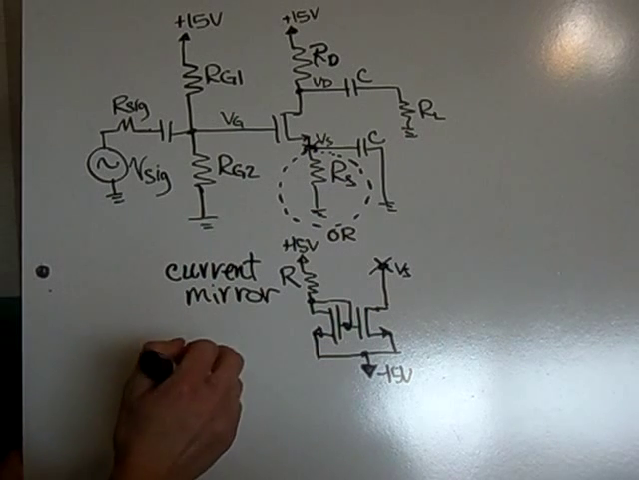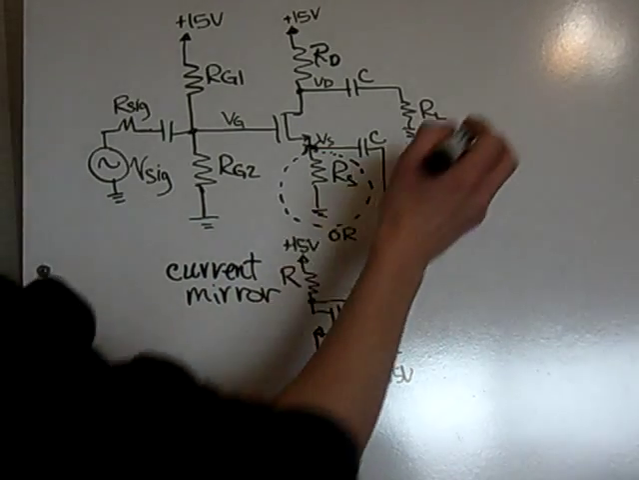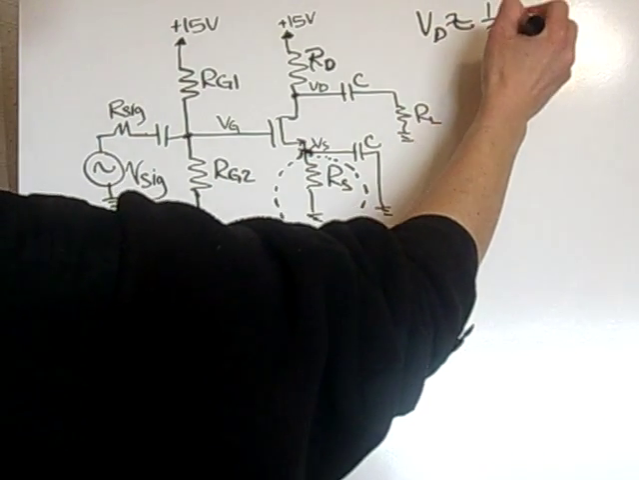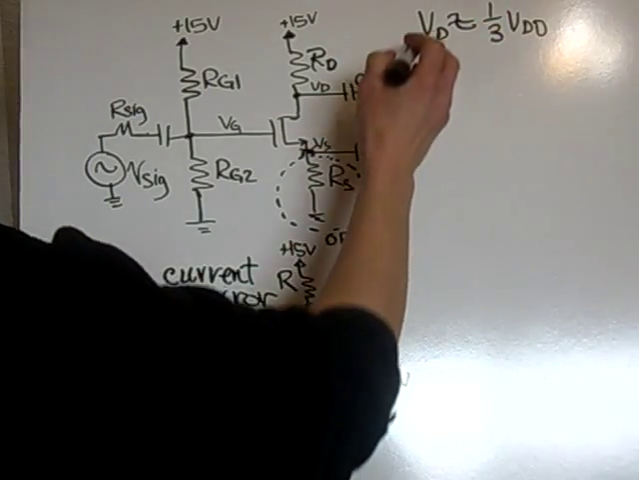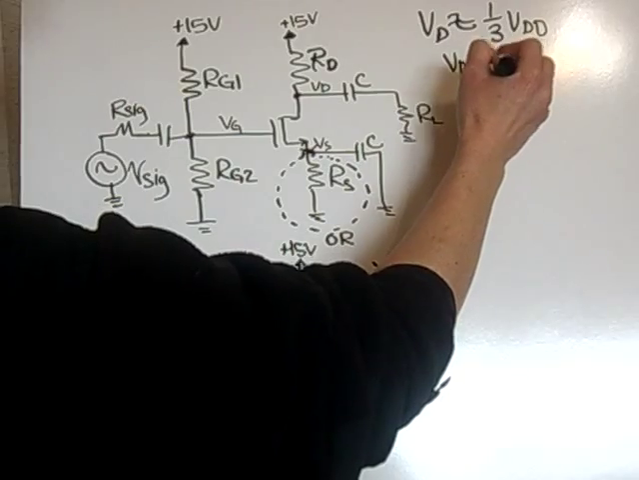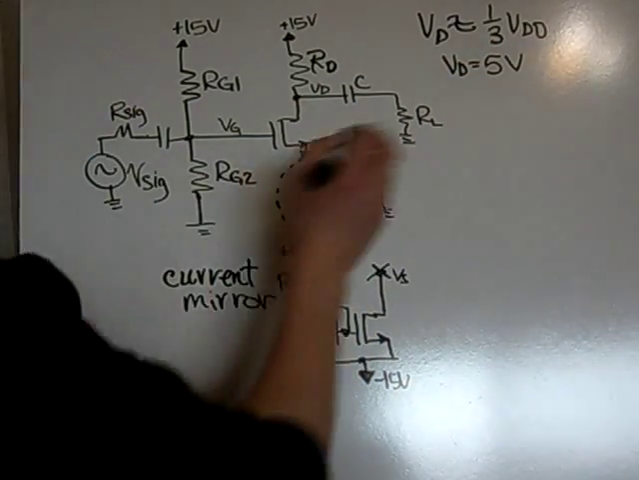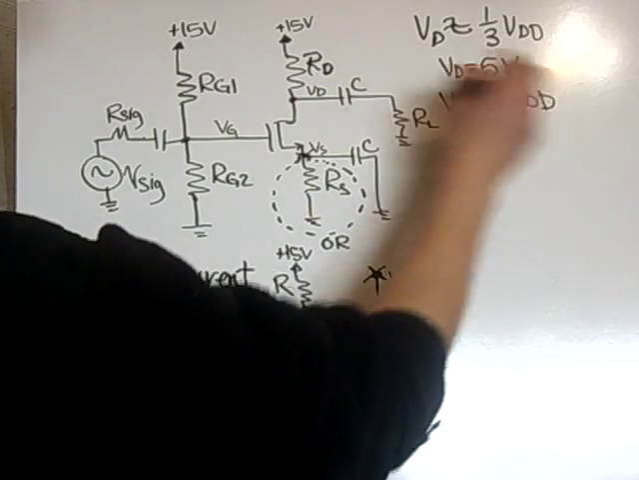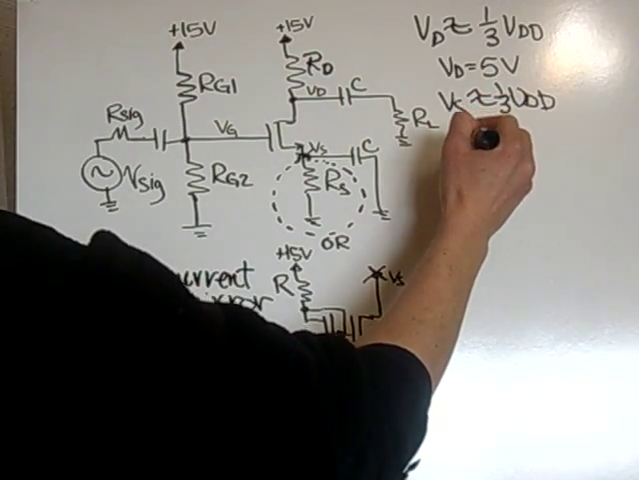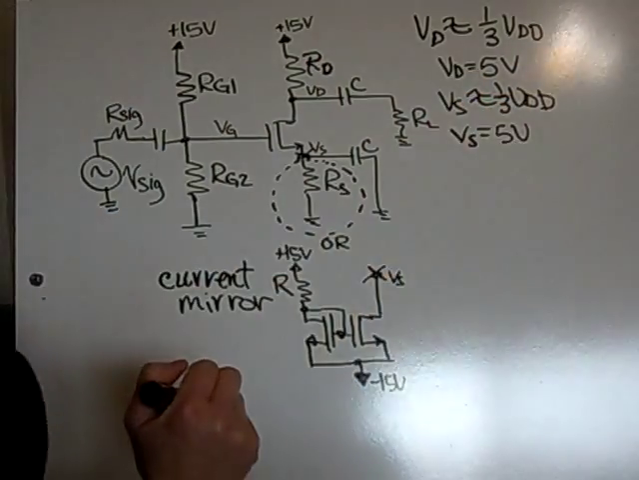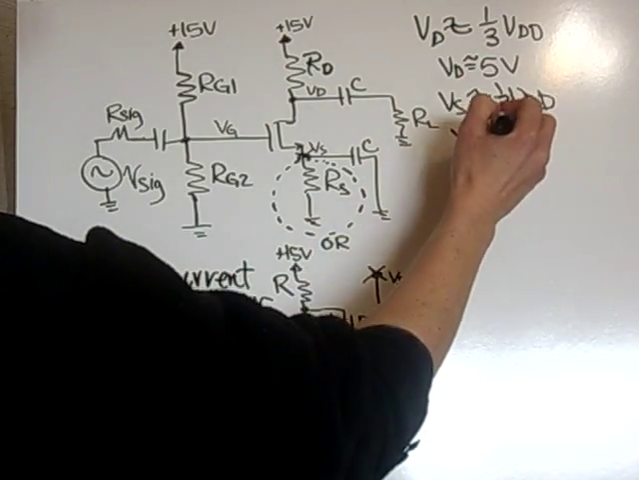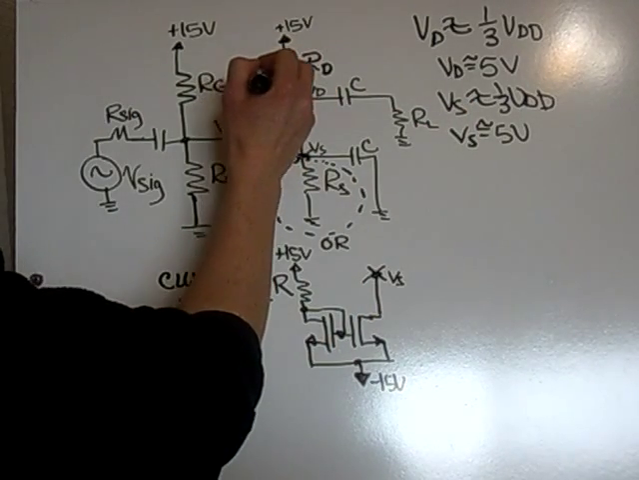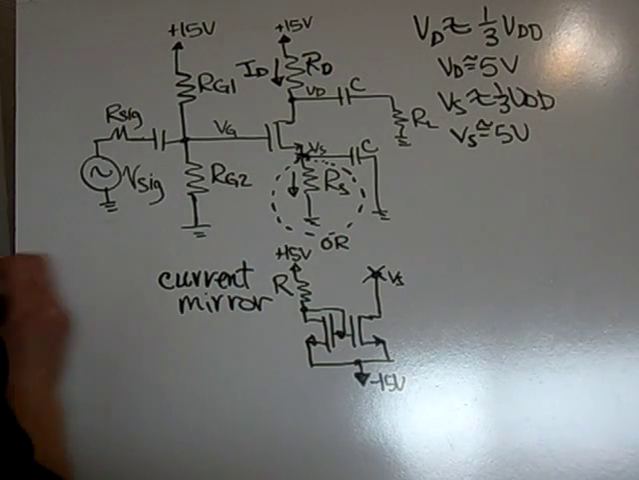The first thing is to use the rule of thumb that was described in the lab, where VD is approximately a third of VDD. In this case, that would put VD at 5 volts. And the same thing for VS, approximately a third of VDD. VDD is 15, so again VS would be put at approximately 5 volts also. These are ballpark figures of where to start. Now, knowing the voltages, once we find the current ID, you can solve for RD and RS.